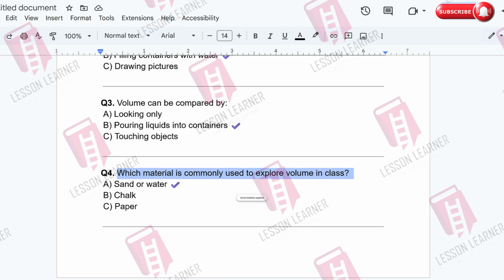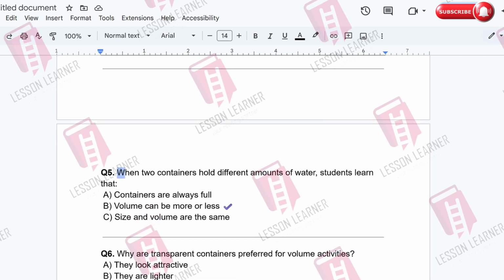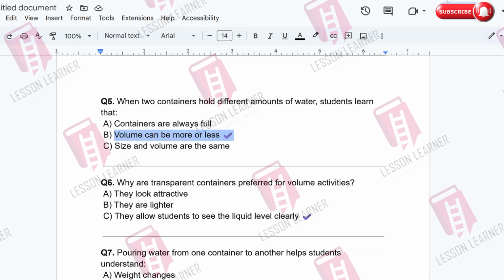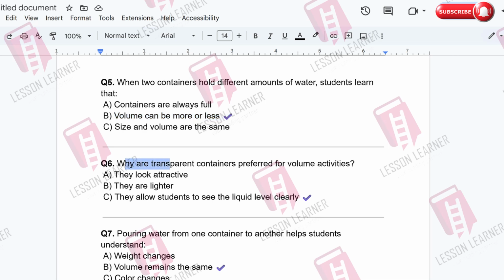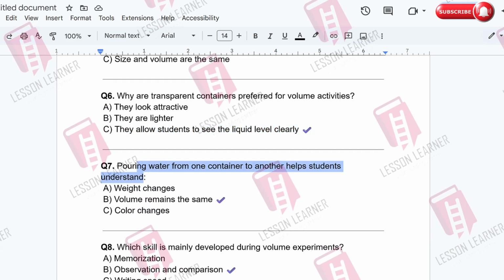Which material is commonly used to explore volume in class? It's sand or water. When two containers hold different amounts of water, students learn that volume can be more or less. Why are transparent containers preferred for volume activities? They allow students to see the liquid level clearly.